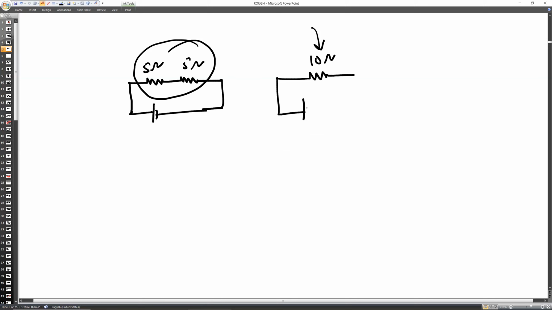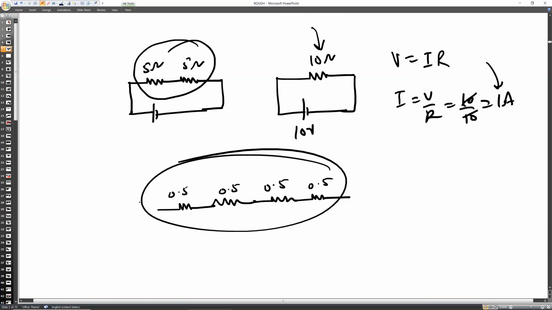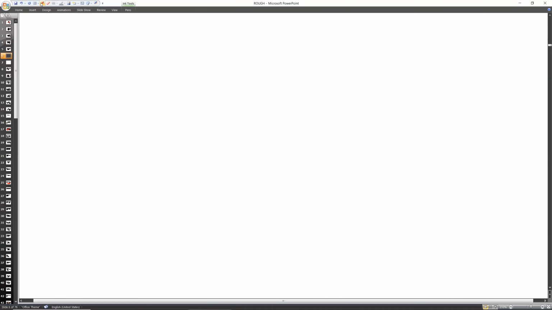For example, if you have a 10 volt battery and a 10 ohm resistor, what will be the current? You know that V is equal to I into R, so I is equal to V by R. You write 10 upon 10, you get 1 ampere. Even if you add 20 resistors of 0.5 ohm each, they all will receive 1 ampere of current, because you add up whatever the values are, put it as an equivalent and you get the value. And similarly for the parallel case.